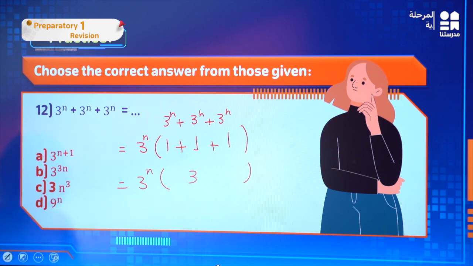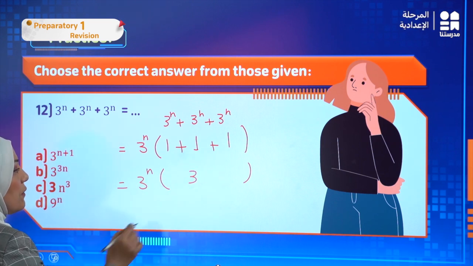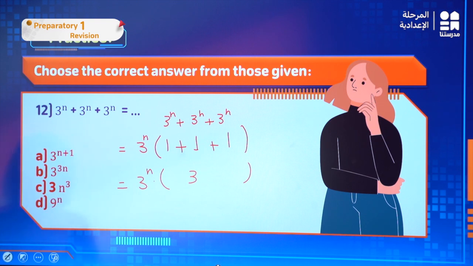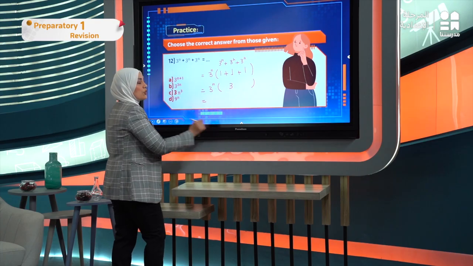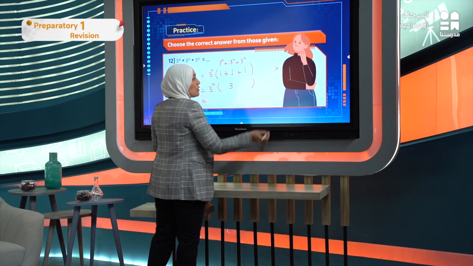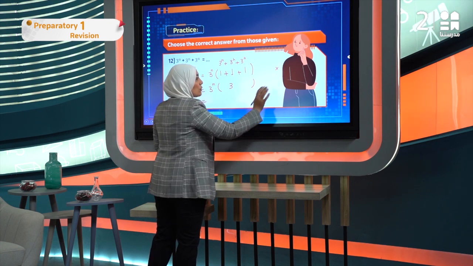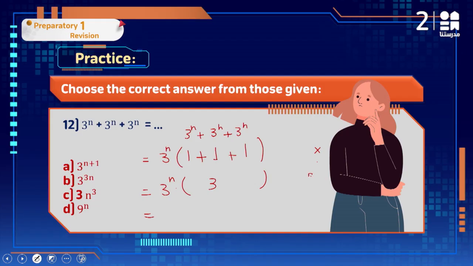And what is the relationship between this 3 to the power of n and 3? Here we have multiplication. By the way, the multiplication we can write it as the multiplication sign or dot or without any sign. For example, if we have 5n, that means 5 times n. So 3 to the power of, in multiplication, I need to add the exponent, so it becomes n plus 1. So the correct answer is letter A.